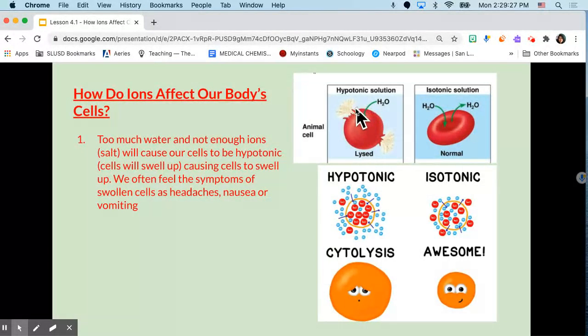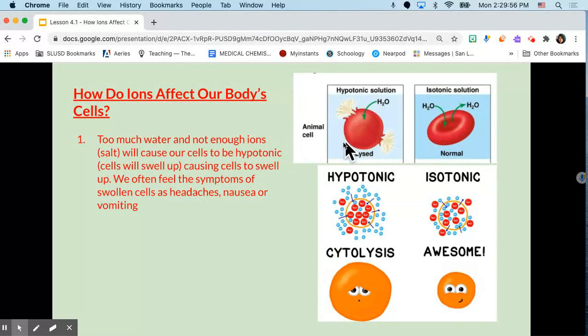So for us, what's going to happen is our cells are going to swell. And when they swell, they might go through something where they get lysed, or cytolysis, right? Cyto meaning cell, lysis meaning to break or split apart, right? So our cell is basically going to burst because we have too much water inside of our cells.